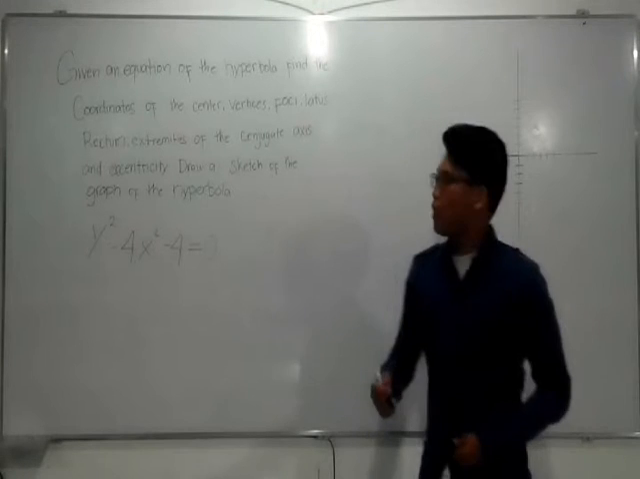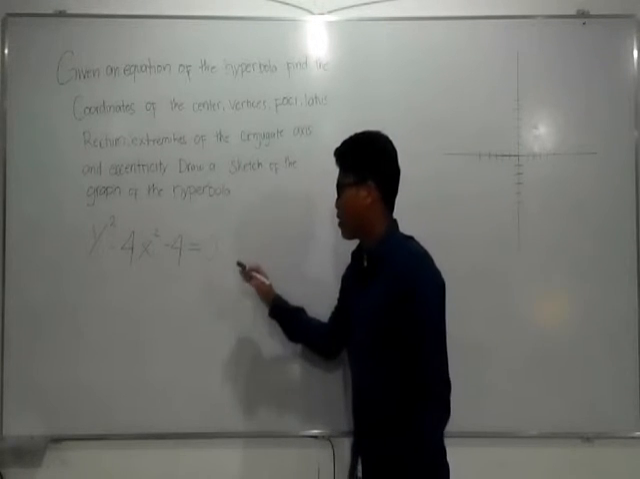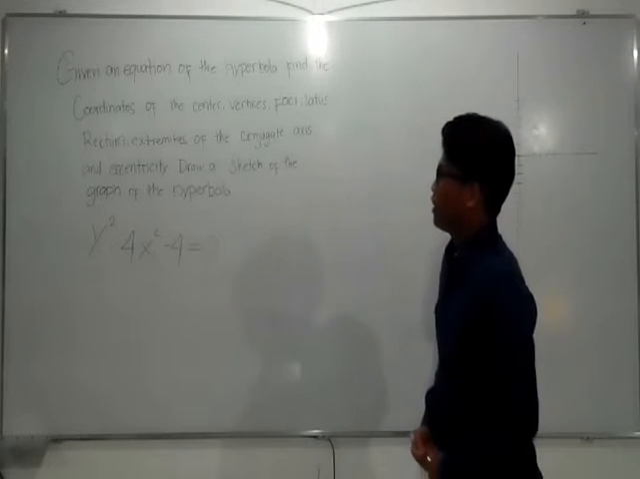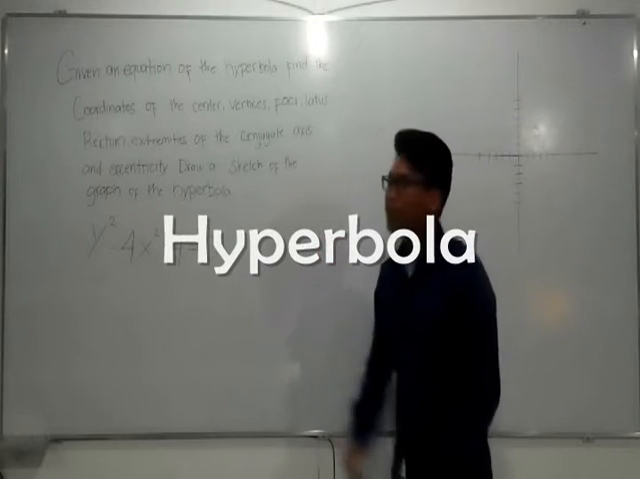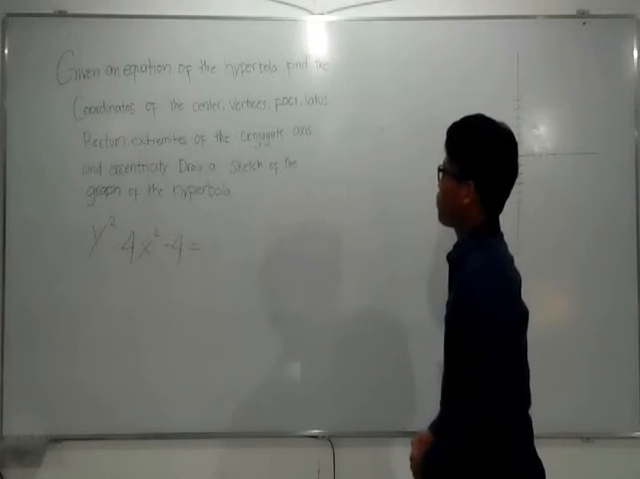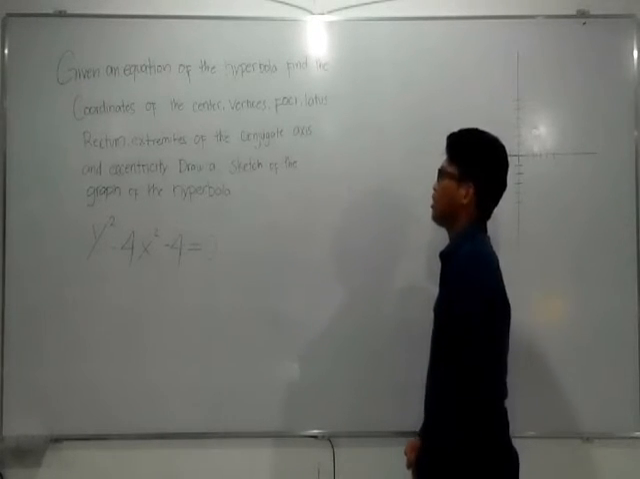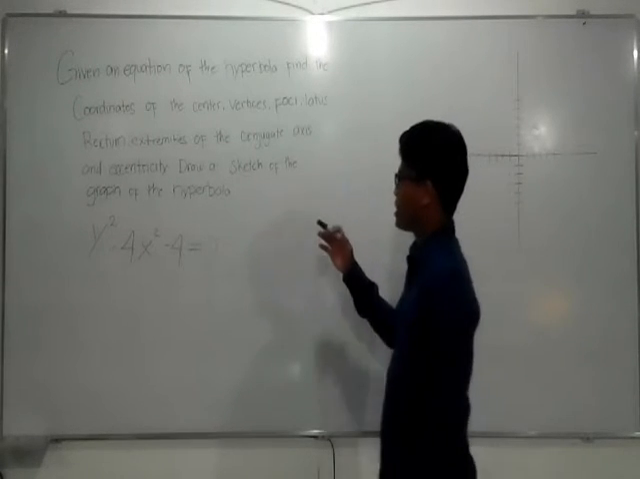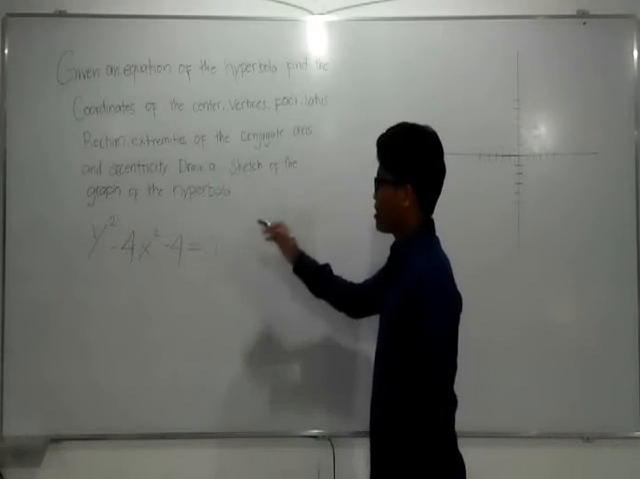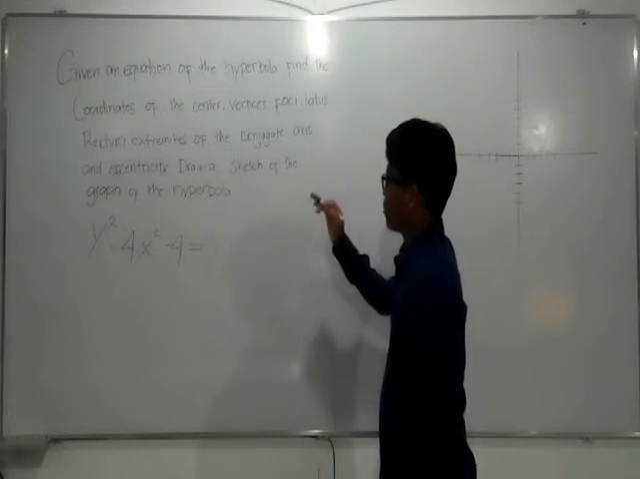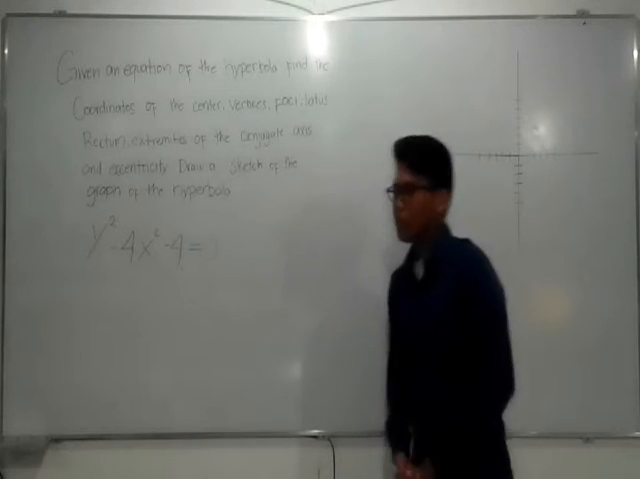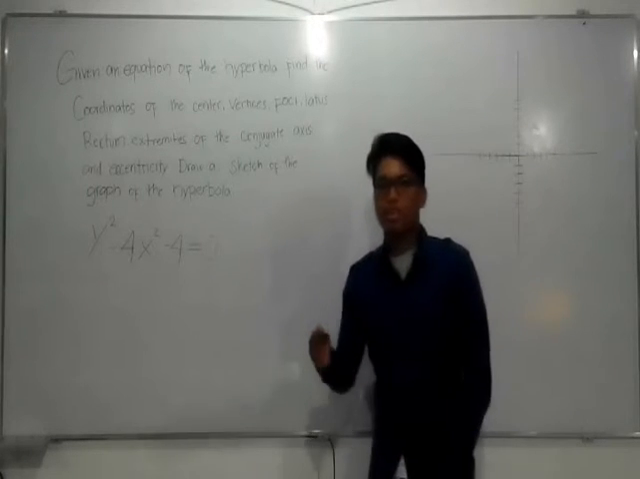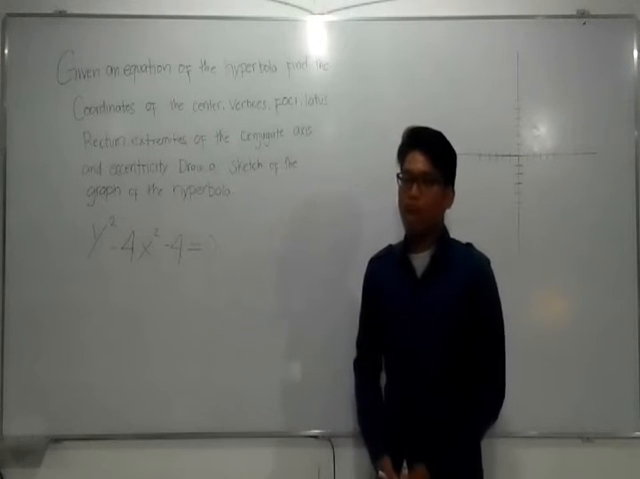Okay, so we have a sample problem here and we have an equation. This is for a hyperbola. Given an equation of the hyperbola, find the coordinates of the center, vertices, foci, latus rectum, extremities of the conjugate axis, and eccentricity. Draw a sketch of the graph of the hyperbola. Before we start, we need to know what is the standard form of the hyperbola.